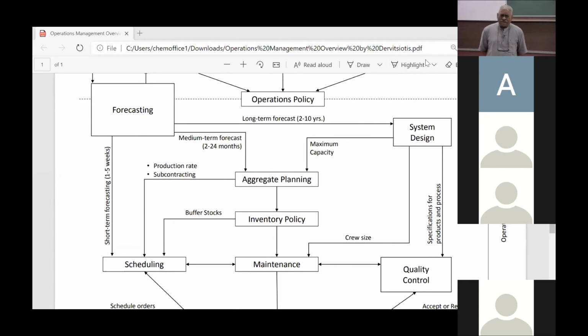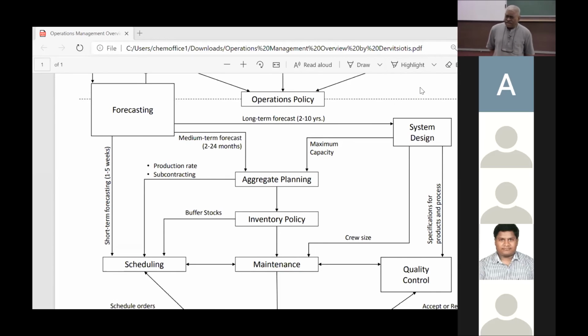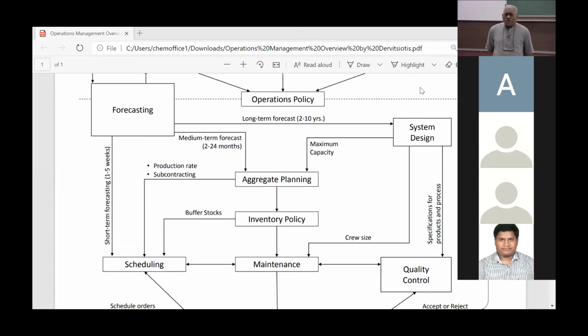Okay, I'll start with another very easy question. Will the uncertainty level in a medium term forecast be higher, equal to, or lower than the long term forecast? This you can answer. So lower. Very correct. So if the uncertainty level in a medium term forecast is lower, can you step back and understand why?